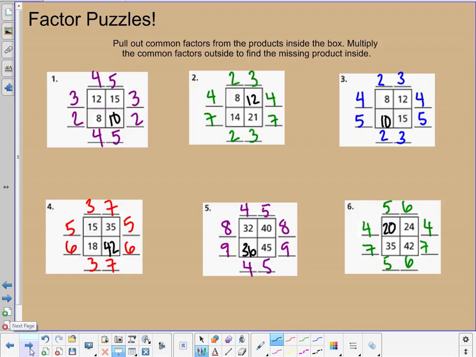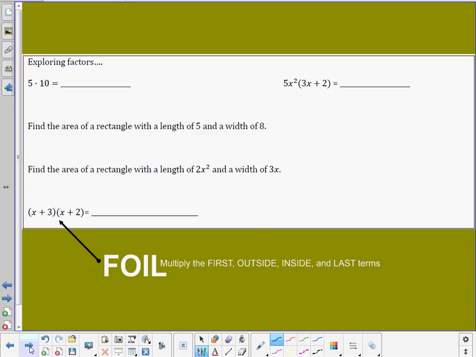So that's just a little factor puzzle review that talks about pulling apart factors. So just exploring factors. When we multiply, we get a product. So like, for example, 5 times 10 gives us 50. Same with distributing. 5x squared times 3x is 15x to the third. And then 5x squared times 2 is 10x squared.